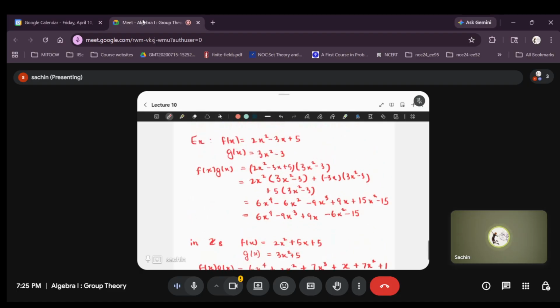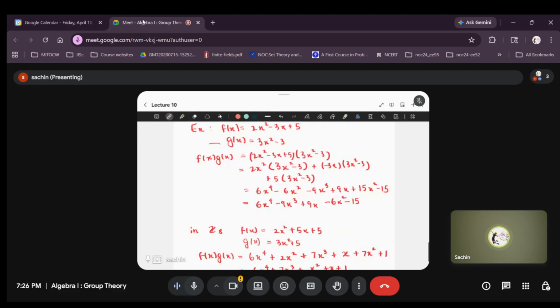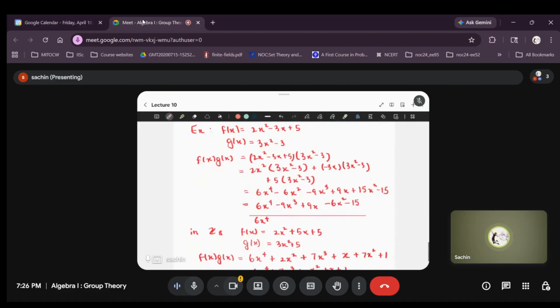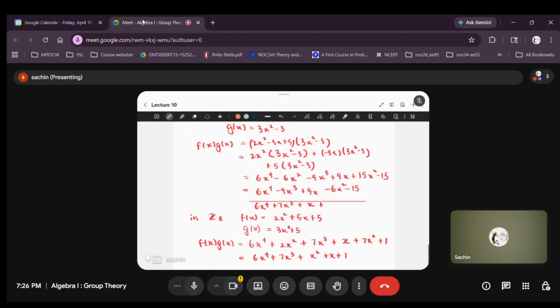Of course, it's the same thing. Earlier we had the coefficients in Z. Here we took the coefficients to be in Z8. So instead of doing this, you could have also taken the final result here in Z8. That would be 6x^4 minus 9 is actually 0 plus 7 in Z8. 9x is x and minus 6 is 2x². So why is that different?